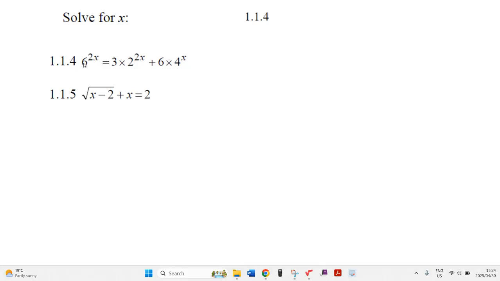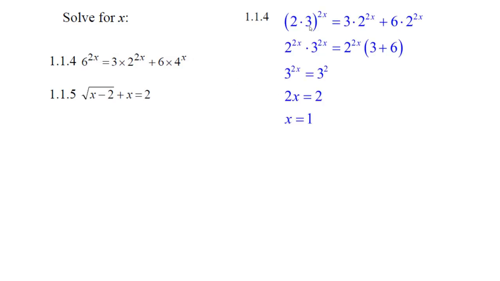This is 2 times 3 is 6, so it's 2 to the 2x times 3 to the 2x. And in fact, that's the first start. 2 to the 2x, 2 times 3 is 6. 2 to the 2x times 3 to the 2x. That's 3 times 2 to the 2x. And 6 times 2 to the 2x right there.